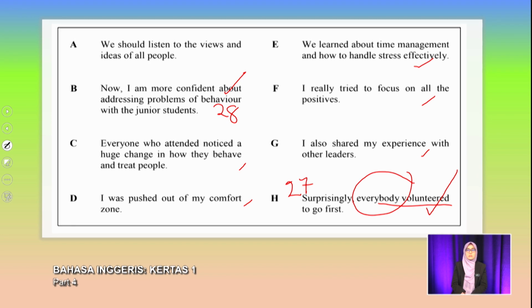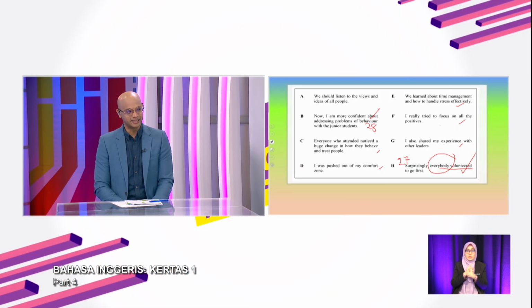Okay. And then next, about the writer that is pushed out of his or her comfort zone. And then it's about time management and stress, how to handle stress. Yep. Or is it focusing on positive things? Okay, positives here can be positive things, positive behavior, positive. Okay, so everything positive, or is it sharing experience? Which one will be the most suitable one? Would it be C? C. Everyone who attended noticed a huge change in how they behave and treat people.